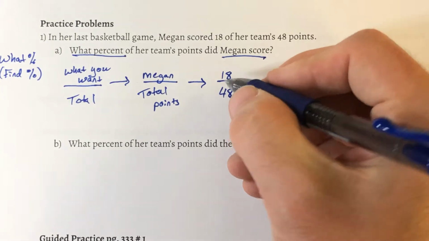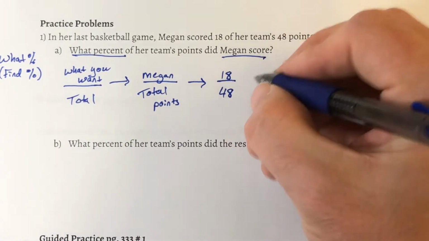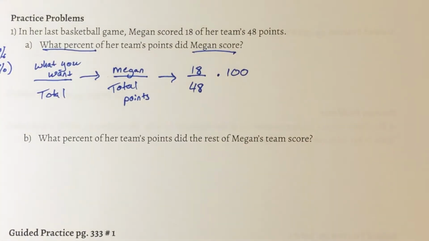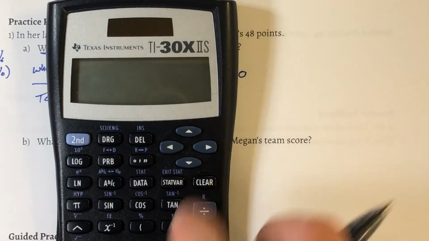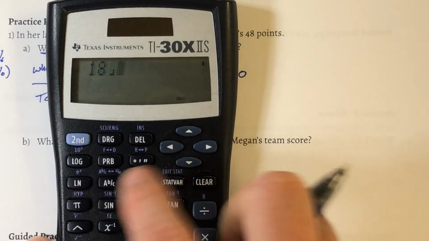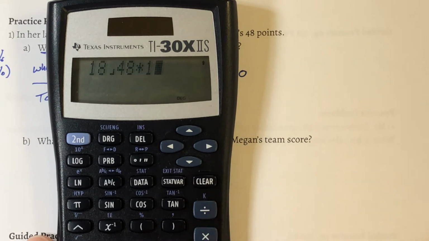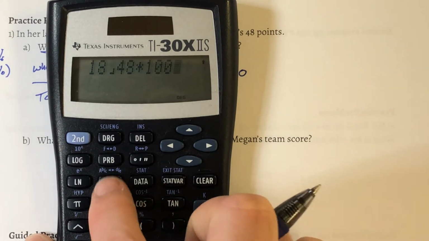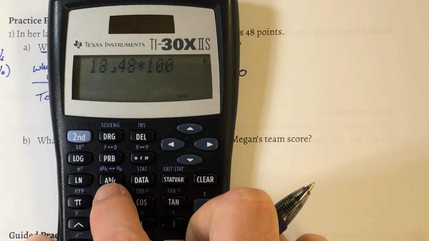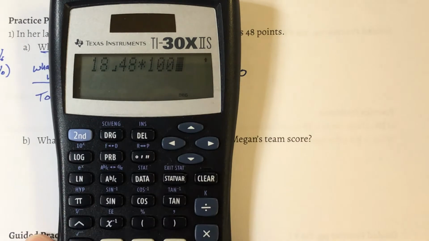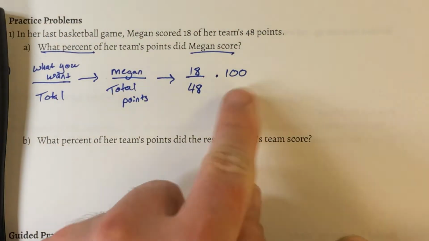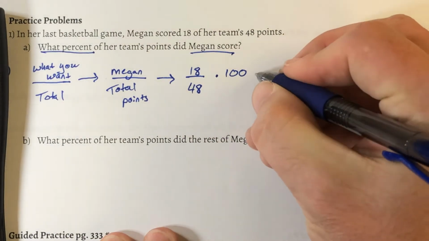Well, I have a fraction. How do I convert a fraction to a percentage? Multiply by 100. So 18/48 times 100. Don't forget to type in a fraction on this type of calculator. The fraction bar will be your ABC button. So anyways, 18/48 times 100, we get 37.5. And because we multiplied by 100, it has become a percentage.